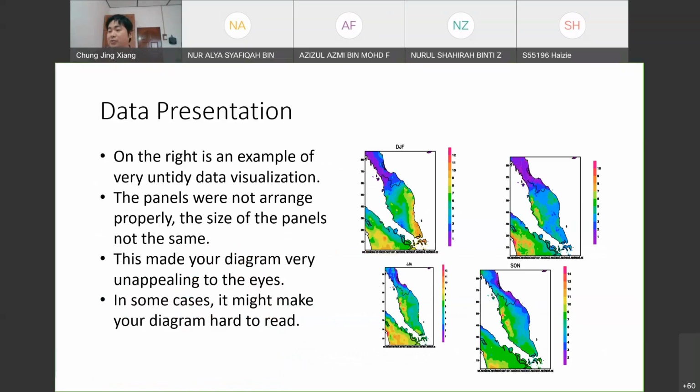Okay. So here we have an example of a very untidy data visualization. We can see from here, there are 4 different plots. But you can see the sizes are different. They are not arranged neatly. So when you look at this figure, you feel it's very unpleasant. It's not nice looking, very ugly. Here we only have 4 panels. Probably it's fine, but sometimes if your figure is very untidy and you have a lot of figures, it can make it very hard to read.